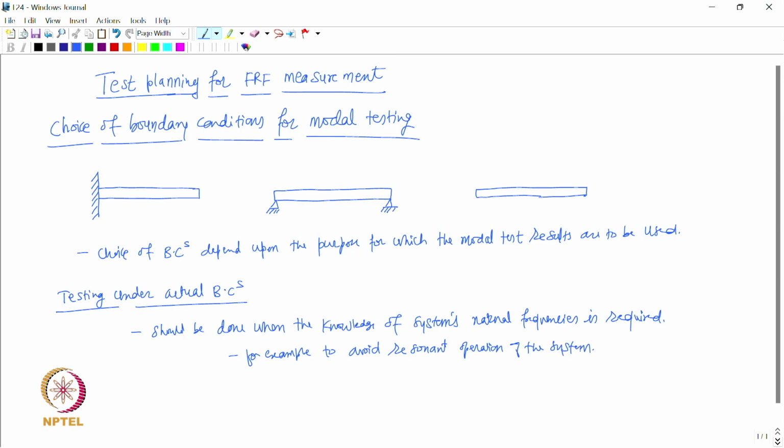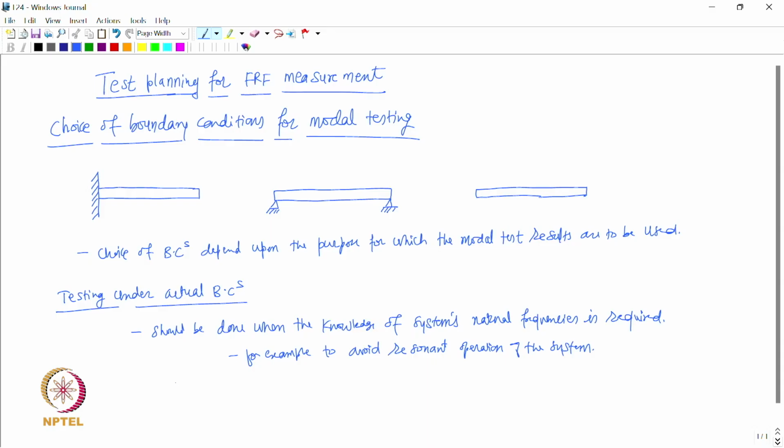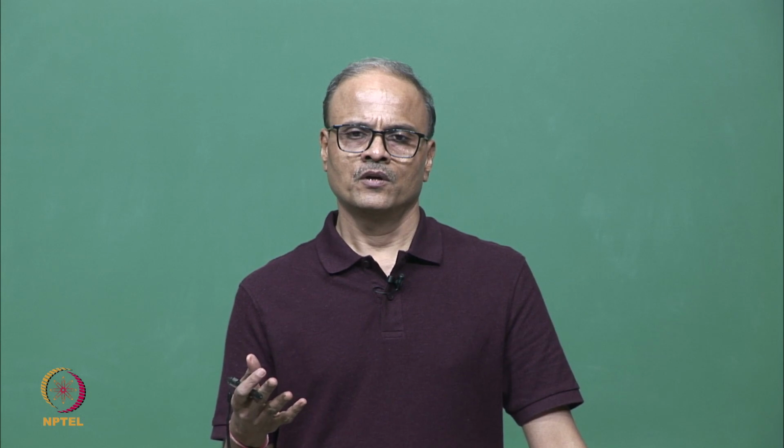Now, this testing under actual boundary conditions can be done in two ways. One could be in situ testing. So, we can have in situ test, which means that we test the system under the actual operating conditions, in the field, wherever it is installed and wherever it is being used. So, in situ testing may be done.